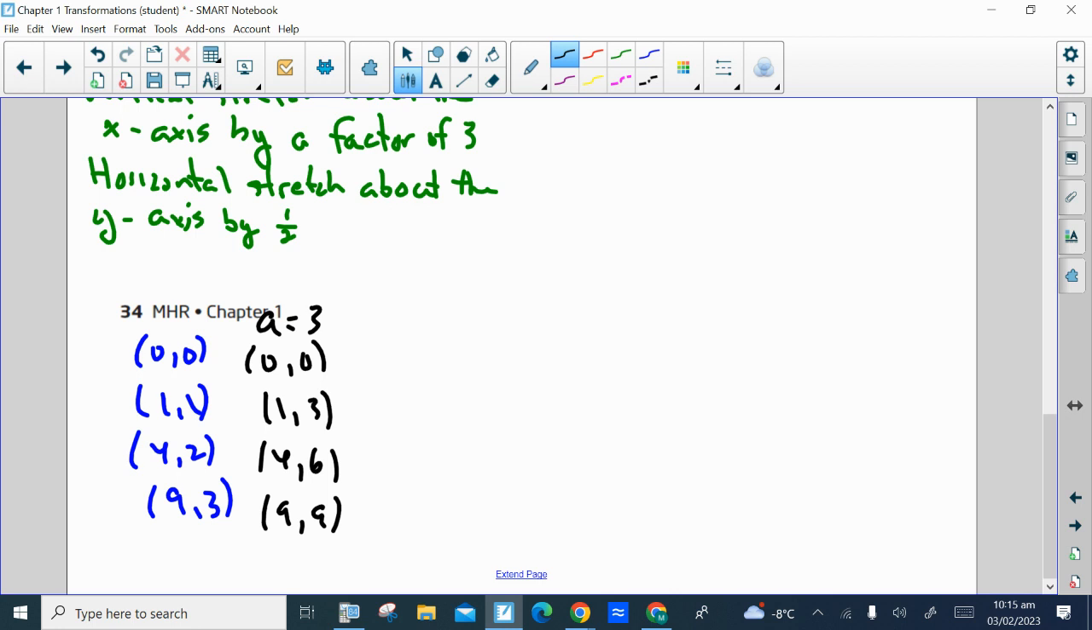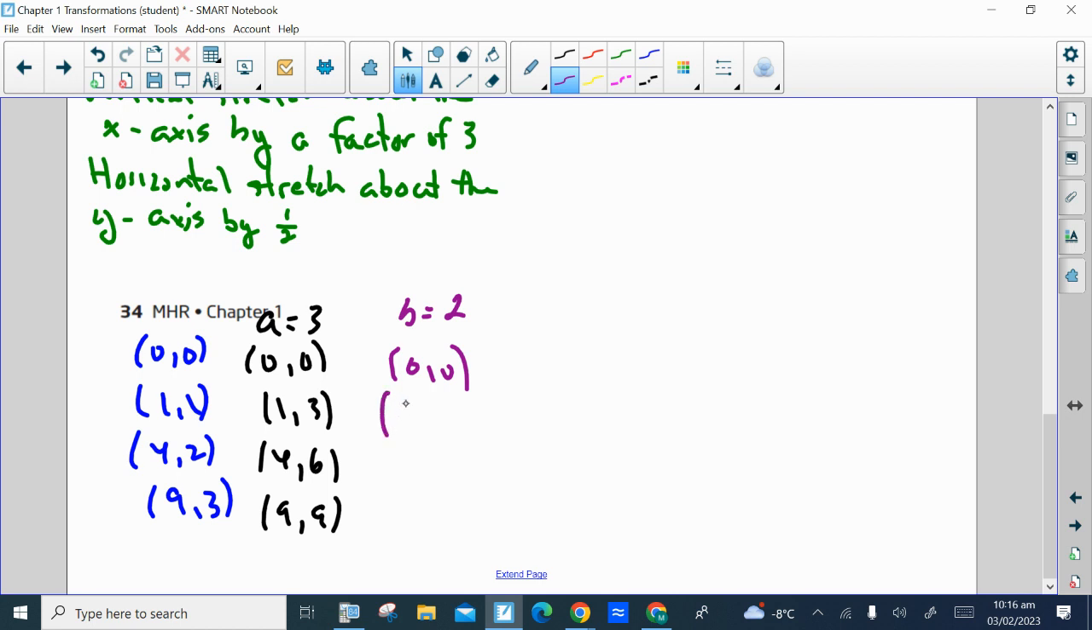So there we go. And then we have a b value of 2, which, as we wrote above, means a horizontal stretch by a factor of a half. So now all the x values will get multiplied by a half. The y values will stay the same from the previous points. Only the x values will change. And once again, 0 times a half stays 0.